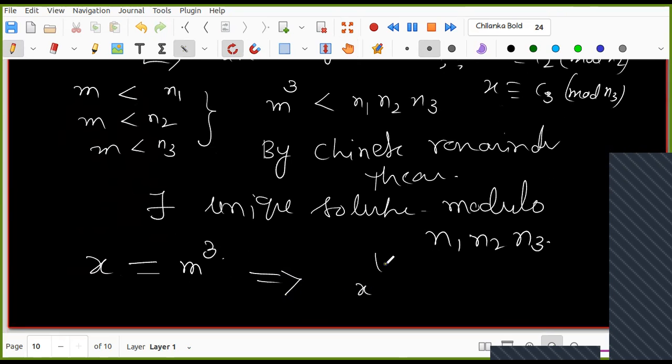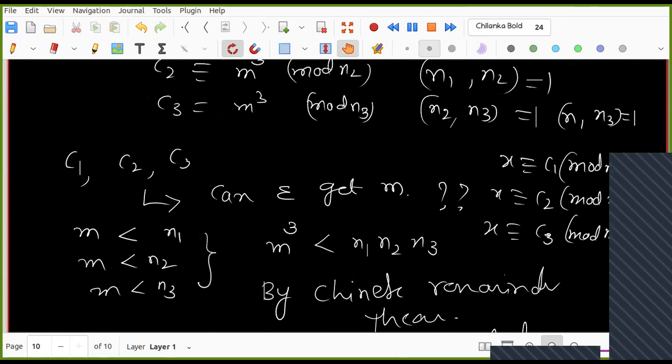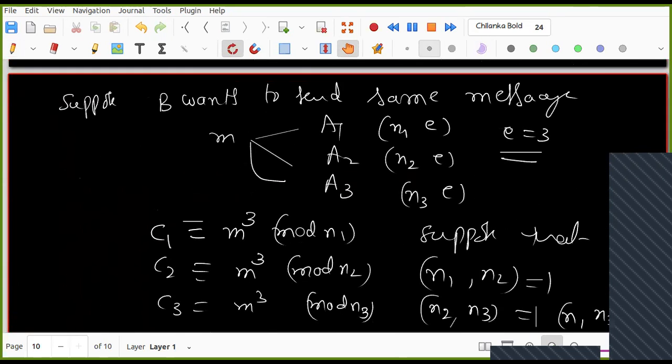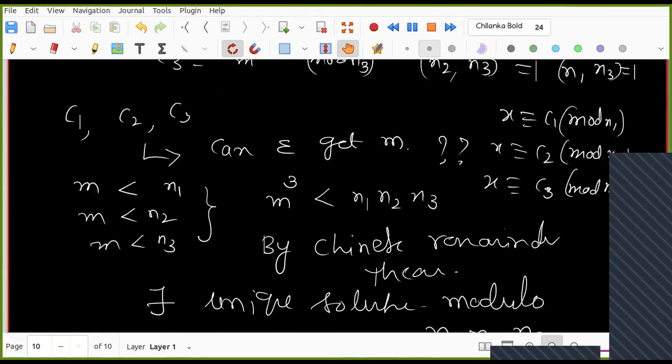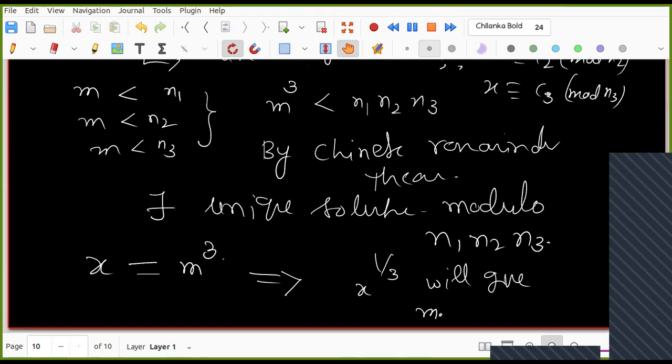So x power 1 by 3 will give m. Is it okay? Are you okay? Yes, sir. So I'm telling you that on certain occasions we can get the message easily. We should be careful. Even in the RSA crypto system, there are many advantages, but we need to be careful when it fails.